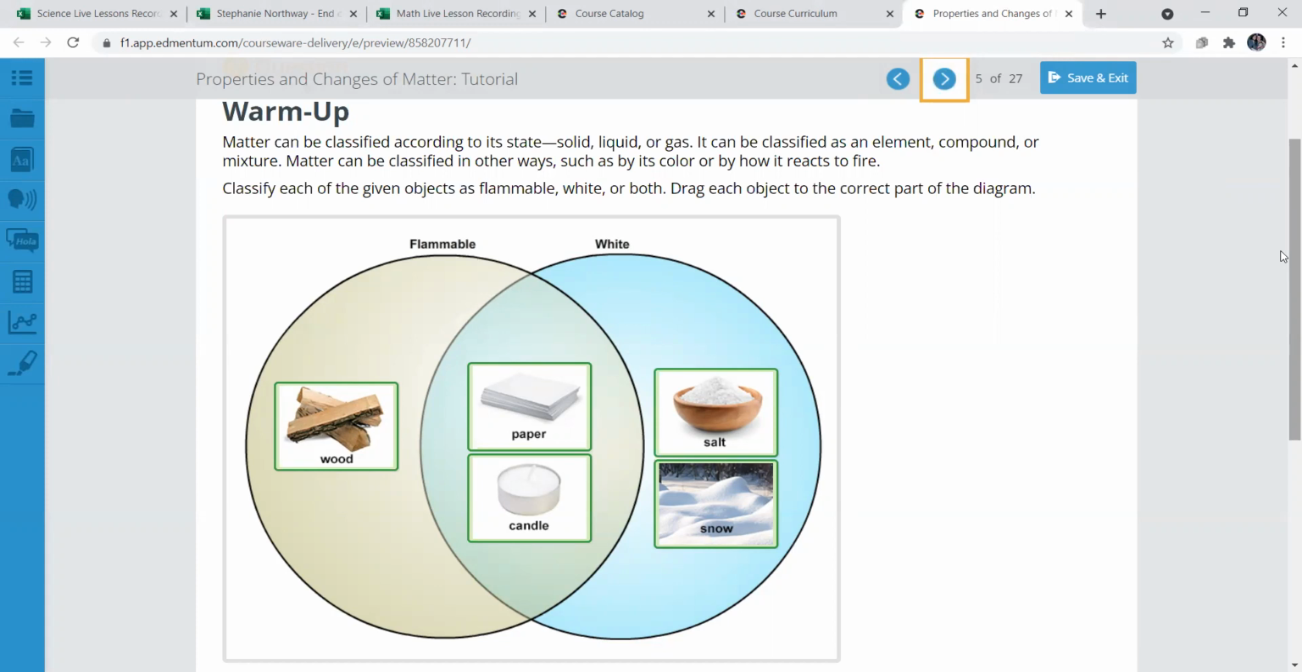Okay, so we have, let's see, wood is flammable, and things that are both flammable, they both have something in common. Let's see, flammable and white. So things they have in common, there's paper and candles. They are also both flammable. And let's see, white, salt, and snow, we know they are not flammable. Therefore, they are in that column. Wood, we know is definitely flammable.